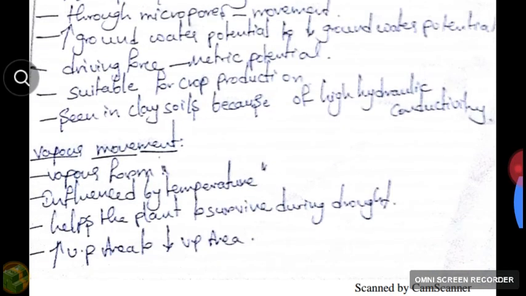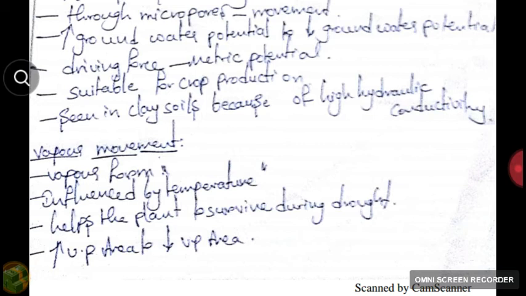Let's discuss in brief about the vapor movement. In vapor movement, the movement of water occurs in vapor form. It occurs from high vapor area to low vapor area. Here the vapor pressure can be termed as Vp. It occurs from high vapor pressure area to low vapor pressure area.